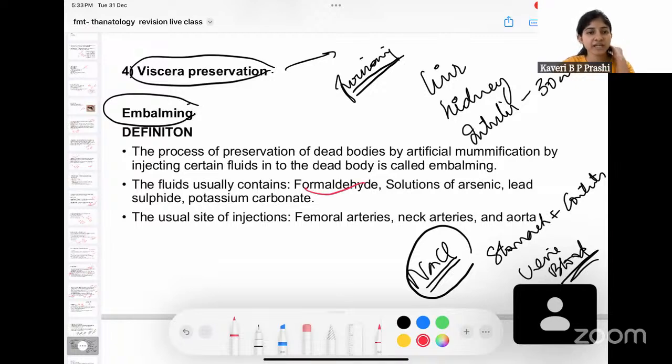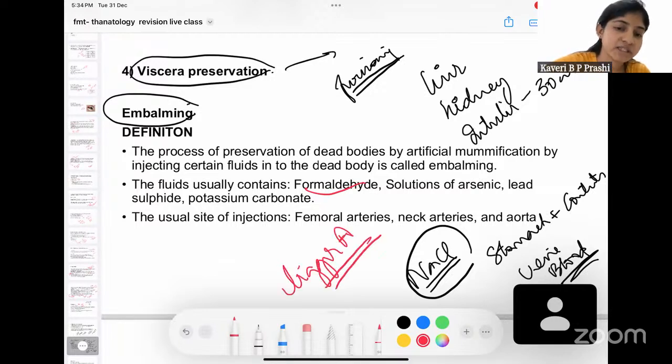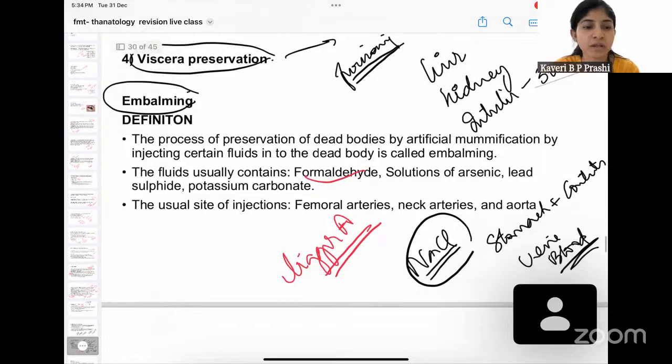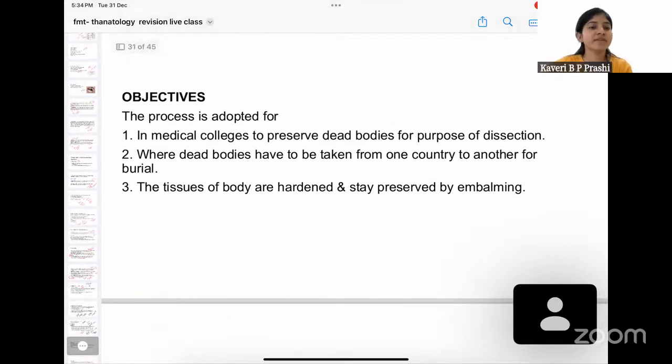The usual site of injection. Where do we inject this fluid? Either in the femoral artery, neck arteries, or aorta. Remember, we are going to inject it in the bigger arteries. Which bigger artery? Either a femoral artery, neck artery, or even the aorta. What is the objective of embalming? The process is adopted in medical colleges to preserve dead bodies for the purpose of dissection.